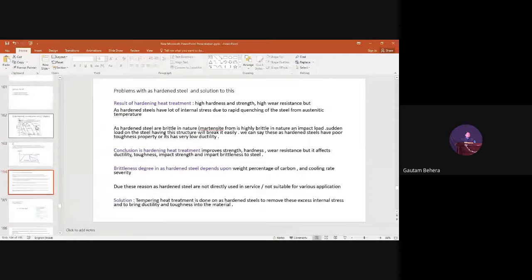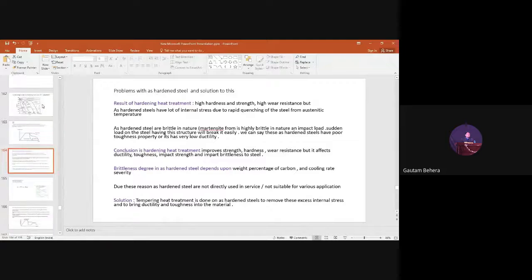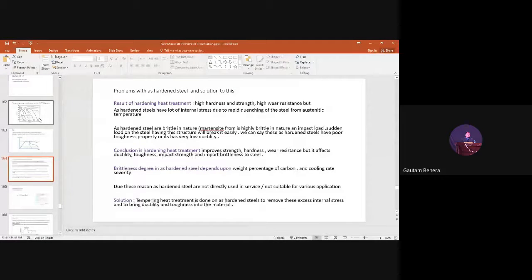Okay. So finally, the next topic is the problem with hardened steel and the solution to it. If you remember, in the previous lecture, we discussed the hardening heat treatment. In hardening heat treatment, our final microstructure is martensite, which is obtained by quenching, very rapid cooling of the steel from the austenitizing temperature. So what is the problem with that? That we are going to discuss.